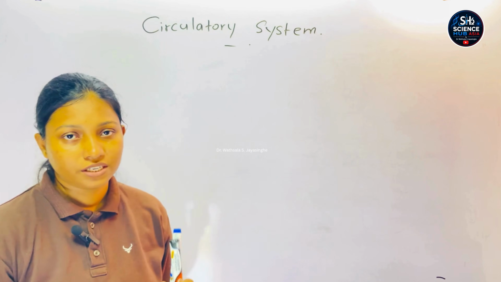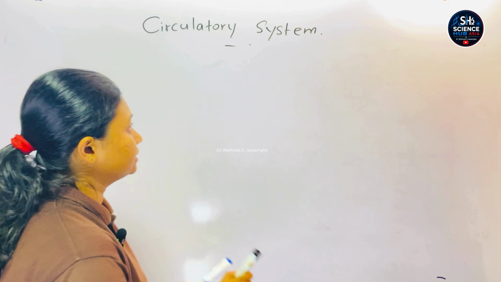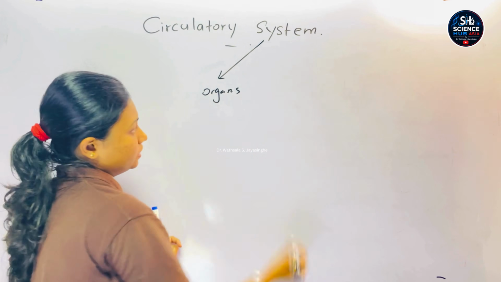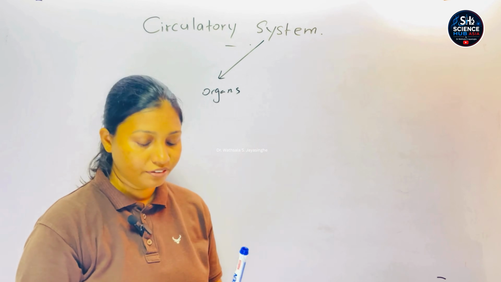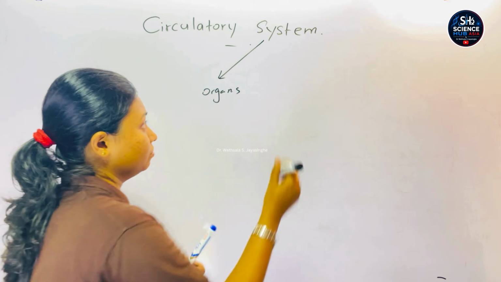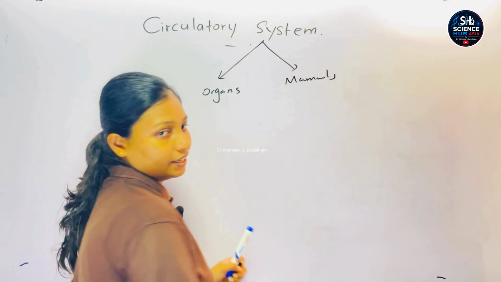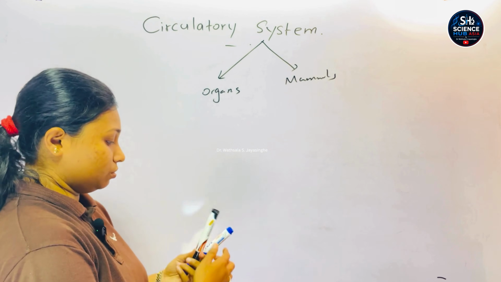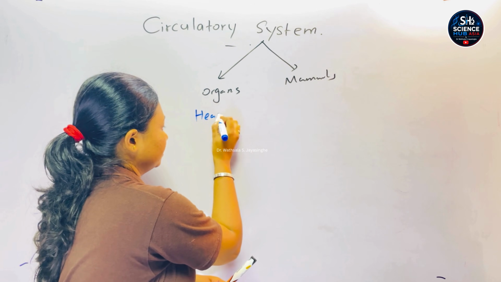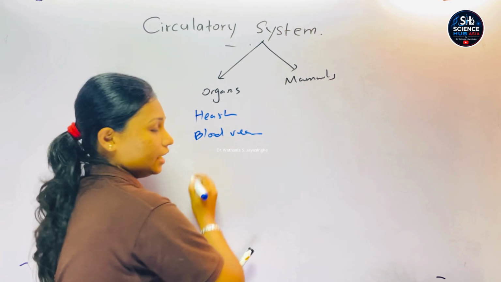When we talk about the circulatory system, first of all, this idea should be in your mind. Since this is a system, it contains organs. And here we are going to learn about the human circulatory system. Humans come under the group of mammals. This idea must be with you. As the components here, we have the heart, blood vessels, and also blood.